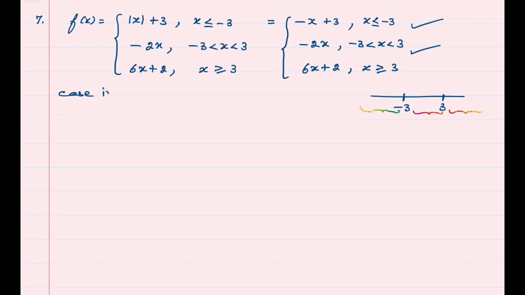Case 1, we will check at x equals minus 3. At minus 3, we have two different definitions. For less than or equal to minus 3 and greater than minus 3, we need to do LHL, RHL. LHL is limit extending to minus 3 minus, that is approaching minus 3 from the left side of minus 3.